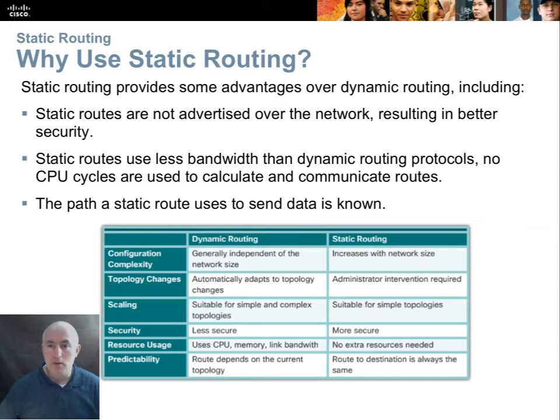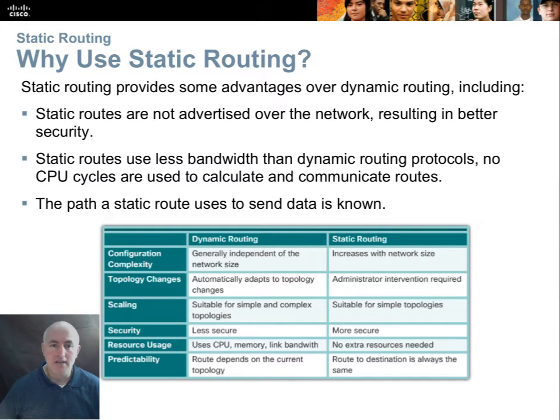They use less bandwidth because no updates need to be sent and no communication with the other routers is necessary. You just manually provide them with all the information they need. Also, they use less CPU, so if you had a router that was older, didn't have as much CPU, maybe a $50 to $80 router, then manual routes or static routes are preferred.